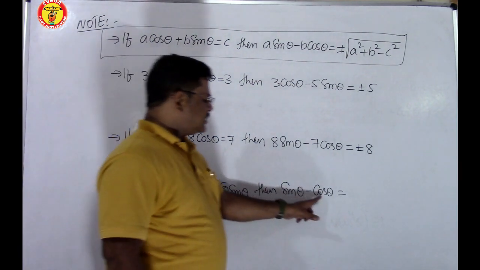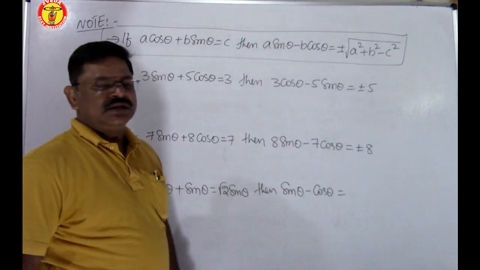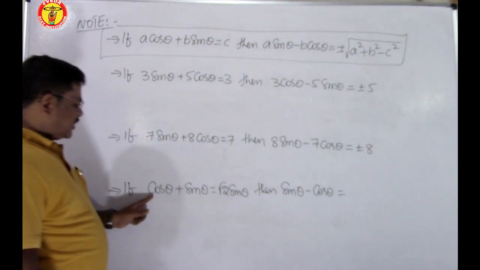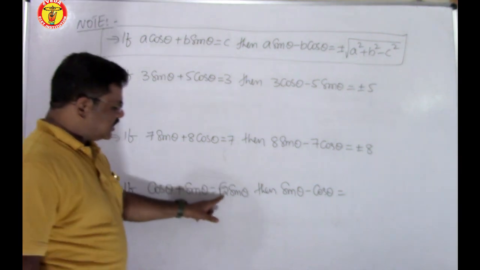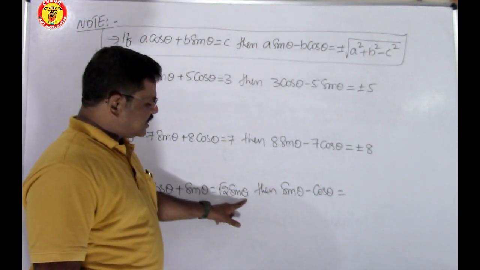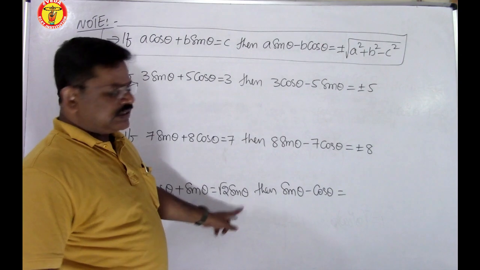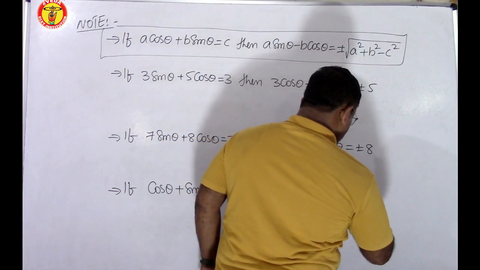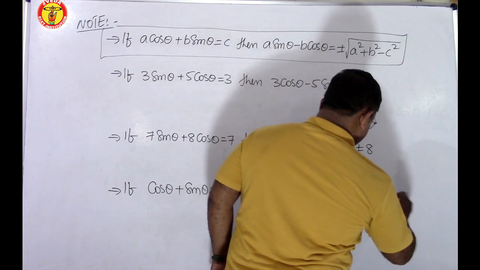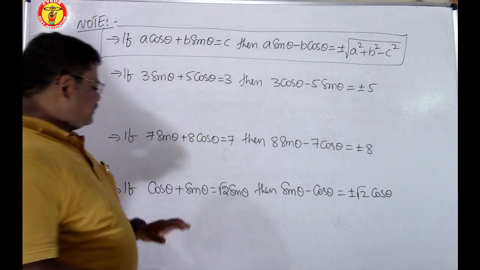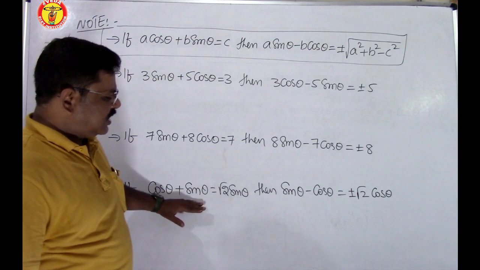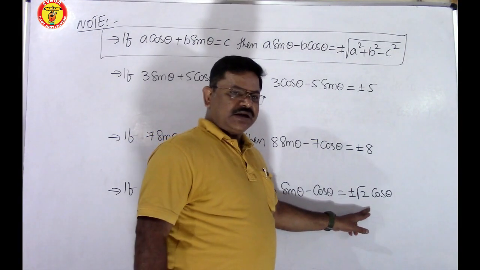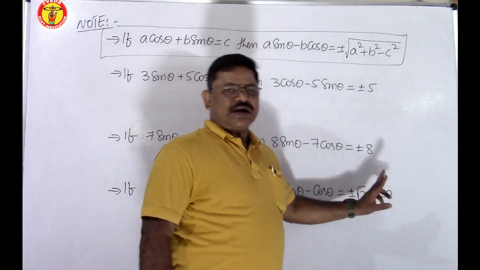Then sin theta minus cos theta is equal to what he is asking. So in what way we have to answer this question? For the cos theta plus sin theta combination, he has given root 2 sin theta. For this, what we have to write? Plus or minus root 2 cos theta. Remember this condition, if you solve the problem, definitely you will get the answer as plus or minus root 2 cos theta only.